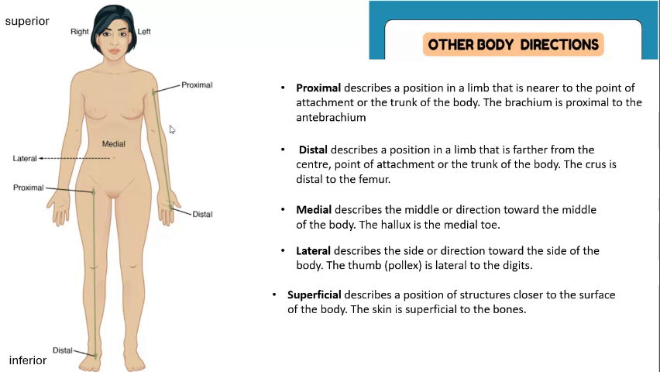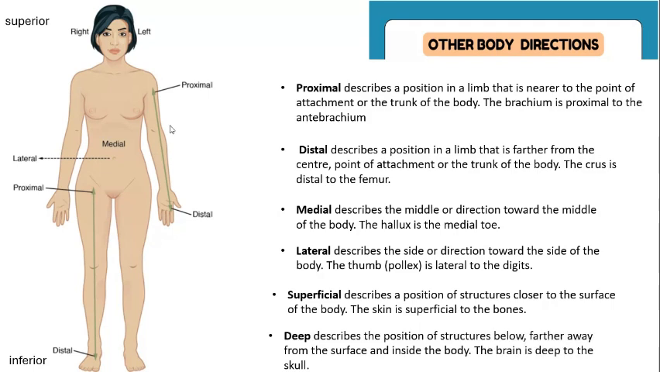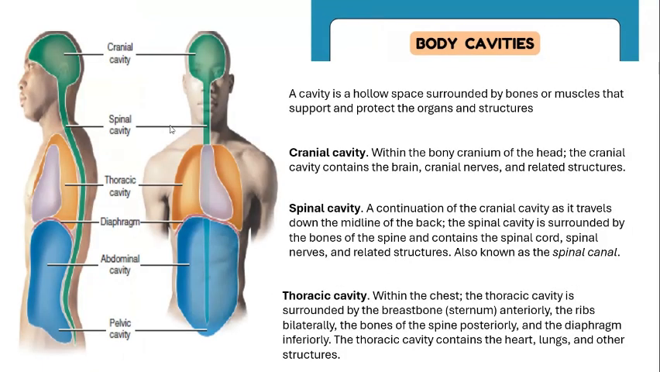Then we have the word superficial. When we look at superficial, we look at structures of the body that are apparent, that are on the surface. These are structures of the body that are visible, that we can see. They are nearer to the surface. And we have structures of the body that are far away from the surface. They are deep within, inside the body. This is when we say it is deep. A typical example is when we say the brain is deep in the skull.